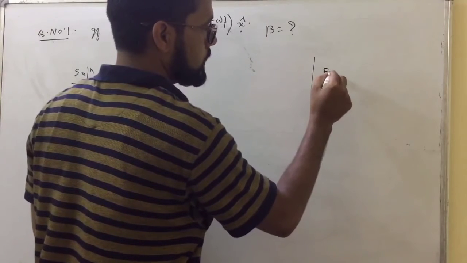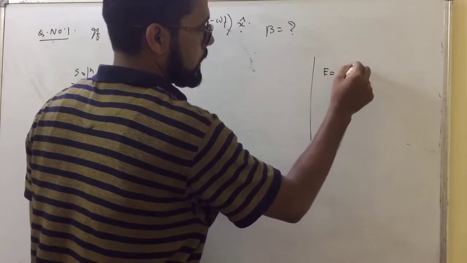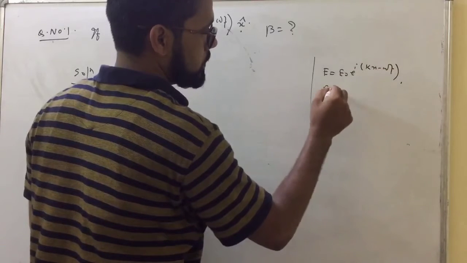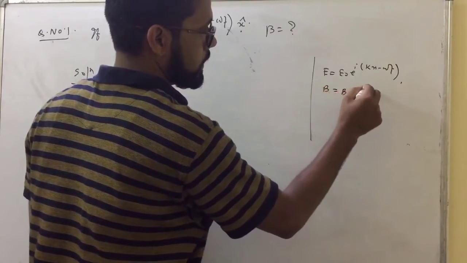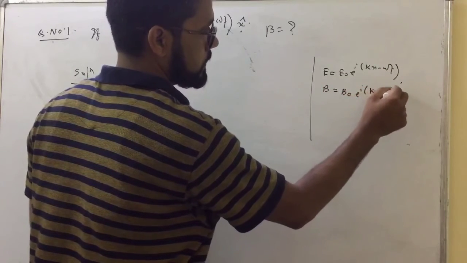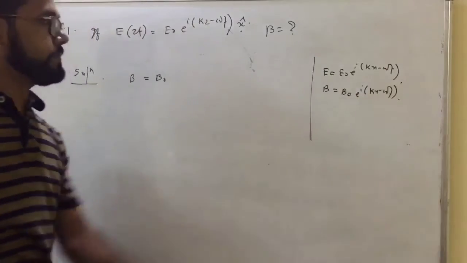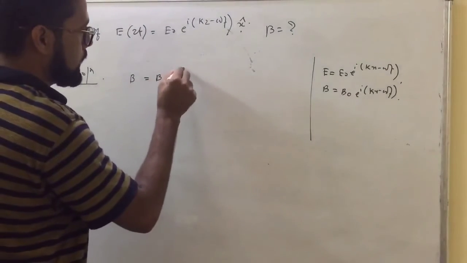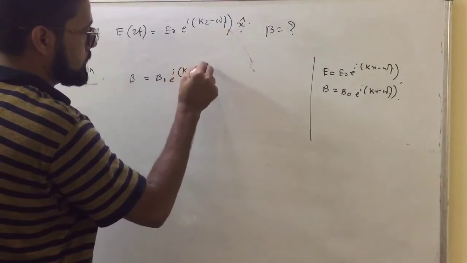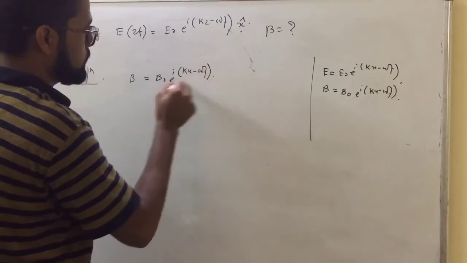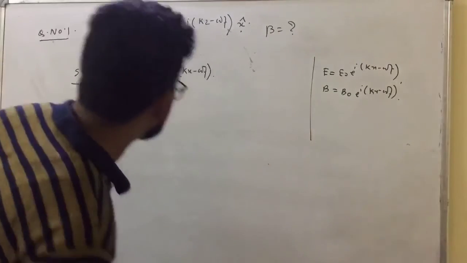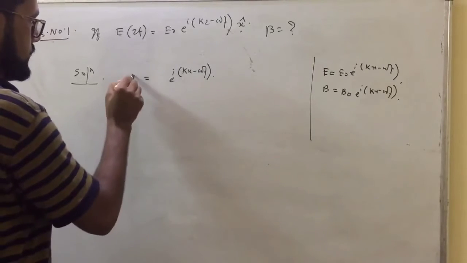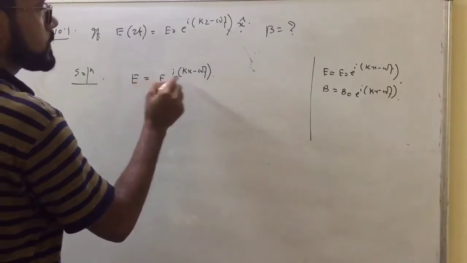As per the standard solution, E equals E naught e to the power i(kx minus omega t), and B is equal to B naught e to the power i(kx minus omega t). This is the standard solution. Now I have to find out B. Before that, I am writing in terms of E.